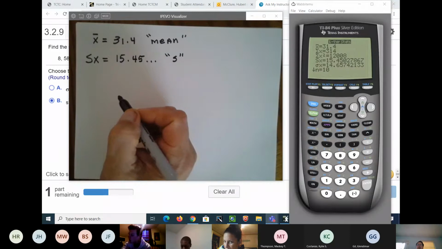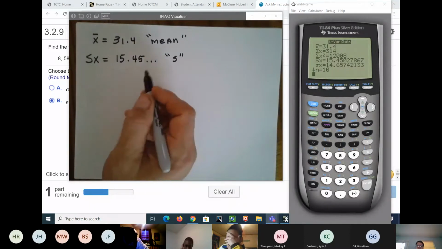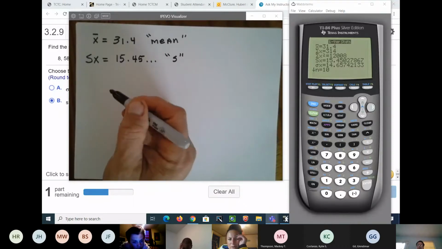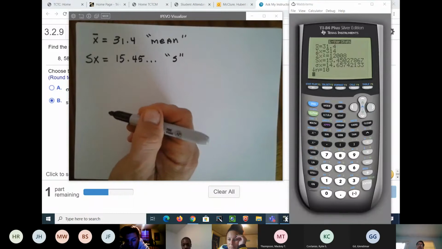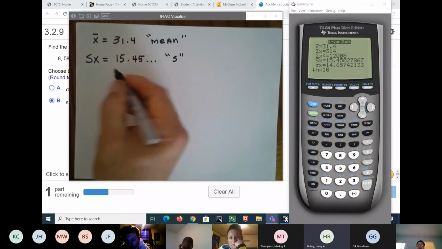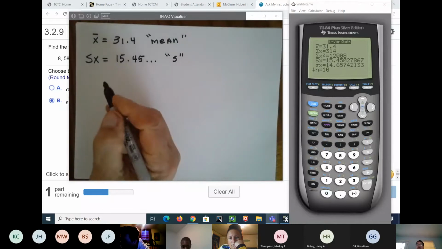To get the standard deviation, you have to take the square root, right? So what's the opposite of the square root? Raise it to the what power? 0.5. Okay. So if I want to find the variance, because the variance is not on here, the variance is not on the calculator.